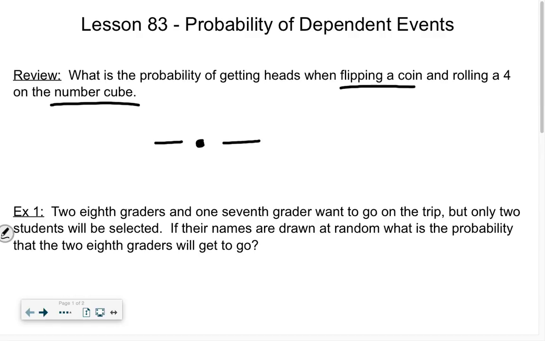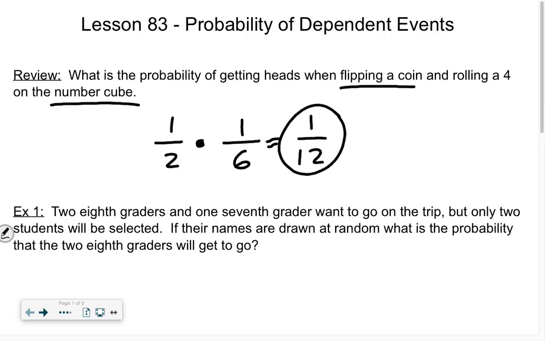What's the probability of getting heads when flipping a coin? Well, obviously 1/2. And now we want to set up our second fraction. What's the probability of rolling a 4 on the number cube? Well, there's only one 4 on the number die, but there are 6 total possible outcomes that we could get. And now we go ahead and use our multiplication rule to get the probability of 1/12.